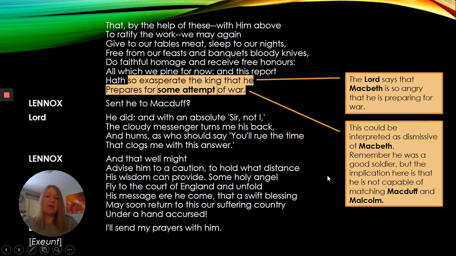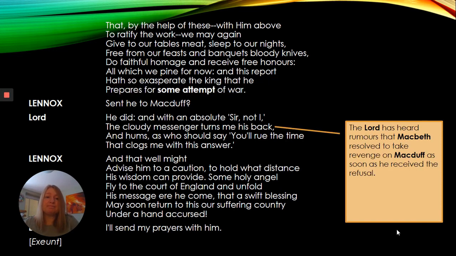Now, this could be interpreted as quite dismissive of Macbeth. He says some attempt, and it's possible to interpret that as being quite rude about Macbeth's skill. Remember, Macbeth is a trained soldier. He's really good at his job. But the suggestion here is that he's not capable of matching Macduff and Malcolm if they join together. So again, they're being really quite disrespectful of Macbeth at this point, which tells us what they think about him.